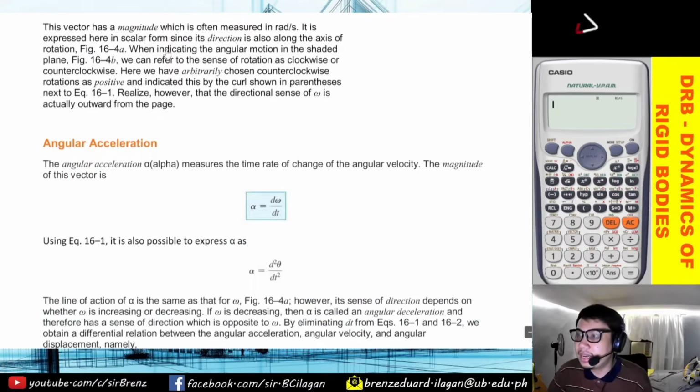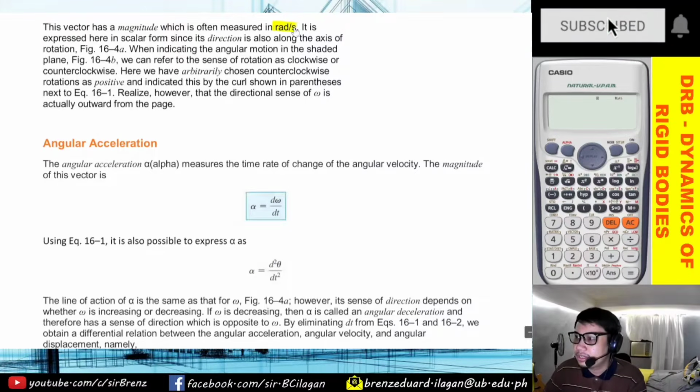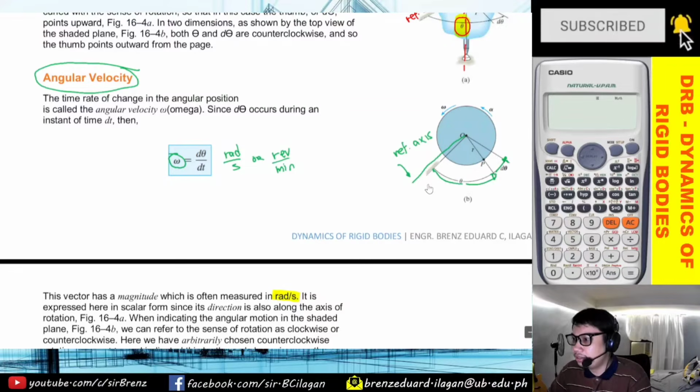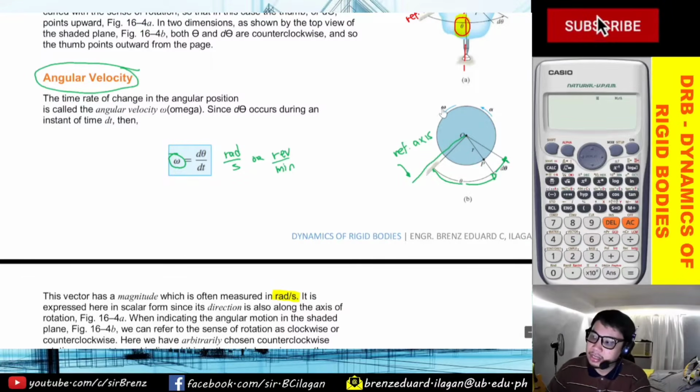So the vector has a magnitude which is often measured in radian per second. It is expressed here in scalar form since its direction is also along the axis of rotation. Based on figure 16.4a, when you look at the top view, you see the direction of your displacement d theta and theta. Since that is counterclockwise, the rotation of the angular acceleration and the angular velocity omega is the same.